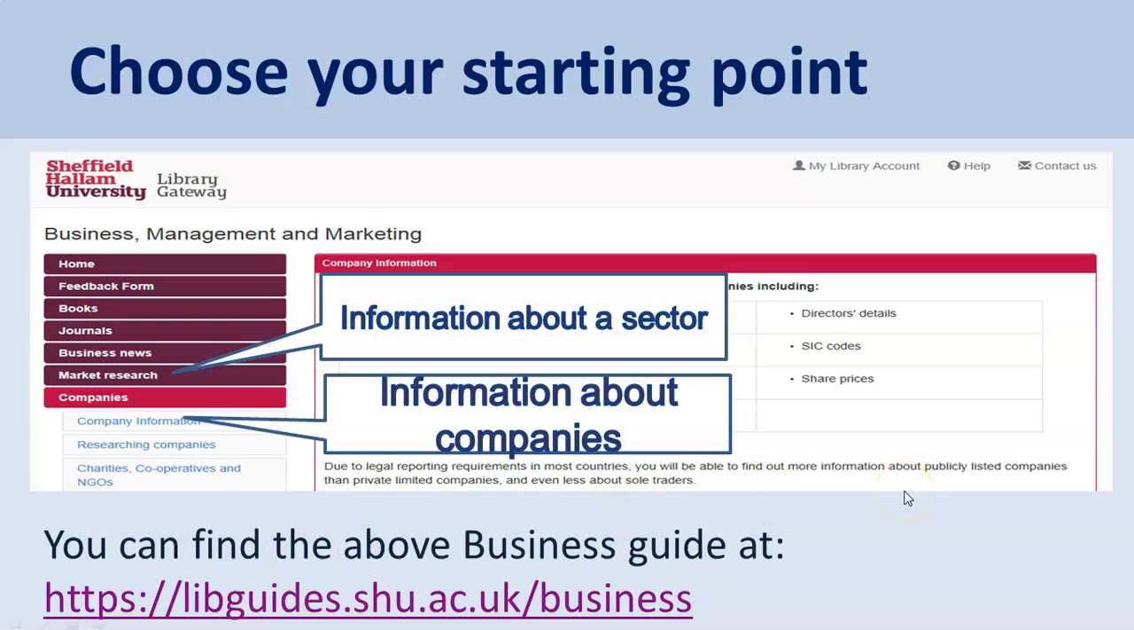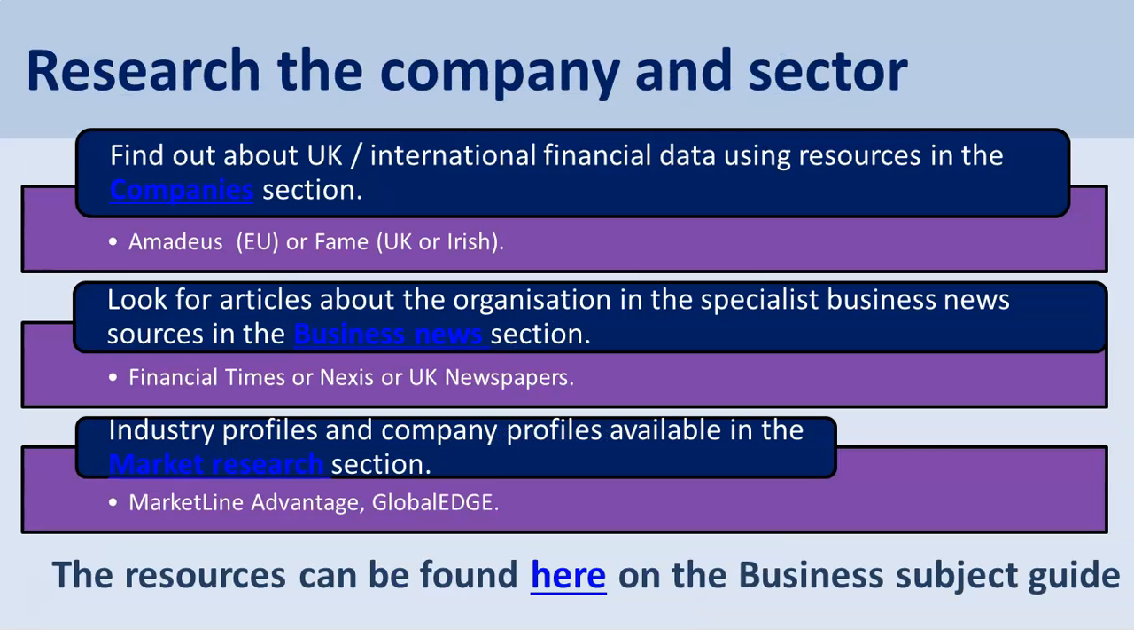So that was a look through some of the resources there on the Business Management and Marketing Subject Guide. So just to recap then, find out about the UK financial data using the resources in the company section of the Business Management and Marketing Subject Guide. Just a reminder there, if you're looking for UK companies, there's a FAME database you can look at, or if it's a European company, there's Amadeus. If you want to look for articles about the organisation, there are some business resources there, including the Financial Times, or there's Nexis UK newspapers. And then for those industry profiles and company profiles, we can look at resources like MarketLine Advantage that we had a look at there.